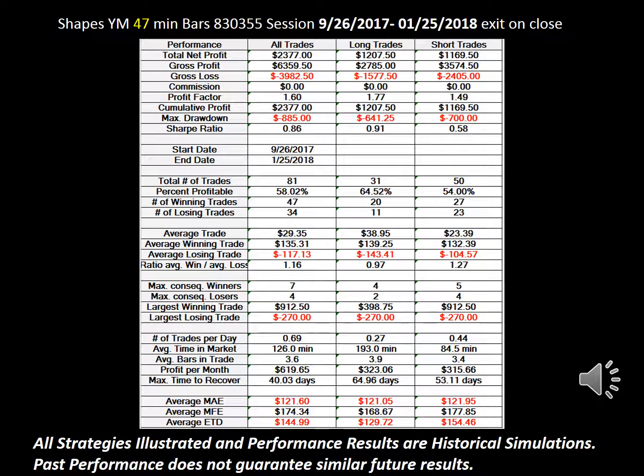Here's shapes on the mini Dow. It shows a 47-minute bar, and you can see it only makes $2,300. That's not as much as the others. 58% correct, 81 trades in that period of time.